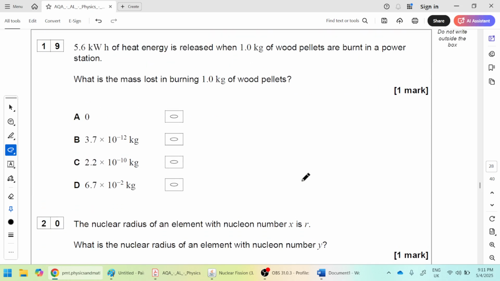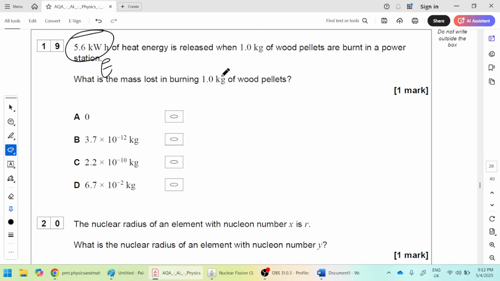5.6 kilowatt hours of energy released when 1 kilogram of wood pellets are burned. What's the mass lost? So I think this examiner is asking about mass lost. Okay. This is such a stupid question, because you can't even give a question like this, because we know that some of the mass becomes carbon dioxide and so many dumb things, but actually if you look at it, this is energy.